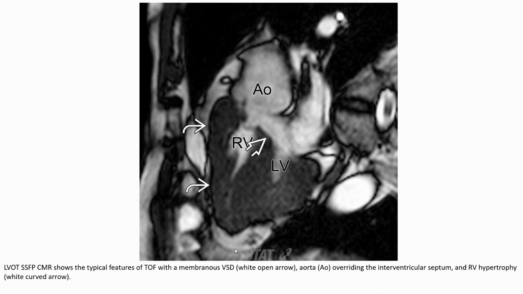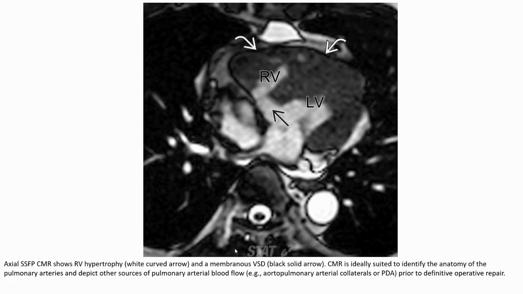Left ventricular outflow SSFP CMR shows the typical features of TOF with a membranous VSD, Y open arrow, aorta overriding the interventricular septum, and right ventricular hypertrophy. Short axis SSFP CMR shows right ventricular hypertrophy and a membranous VSD. CMR is ideally suited to identify the anatomy of the pulmonary artery and expect other sources of pulmonary arterial blood flow prior to definitive operative repair.